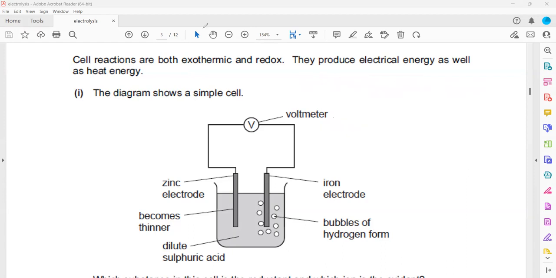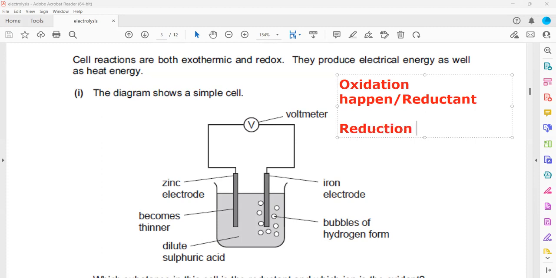The two terms are a bit confusing. The substance in which oxidation occurs is known as reductant. And the substance in which reduction happens is also known as oxidant.